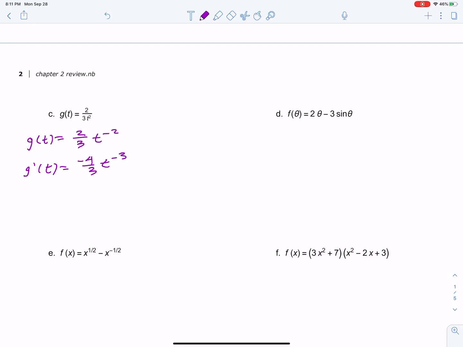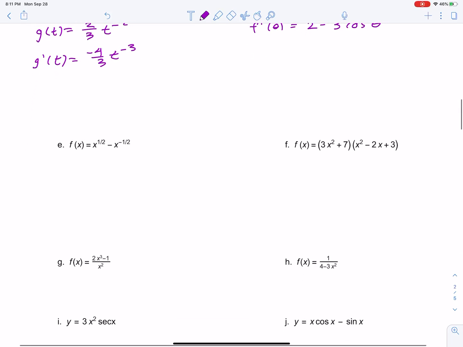Let's continue. Let's do letter D. So actually D looks pretty good. I'm going to say f prime of theta equals, well, taking the derivative of 2 theta, I get 2 minus 3 times the derivative of sine theta, which is cosine theta. Okay? Let's keep on going here.